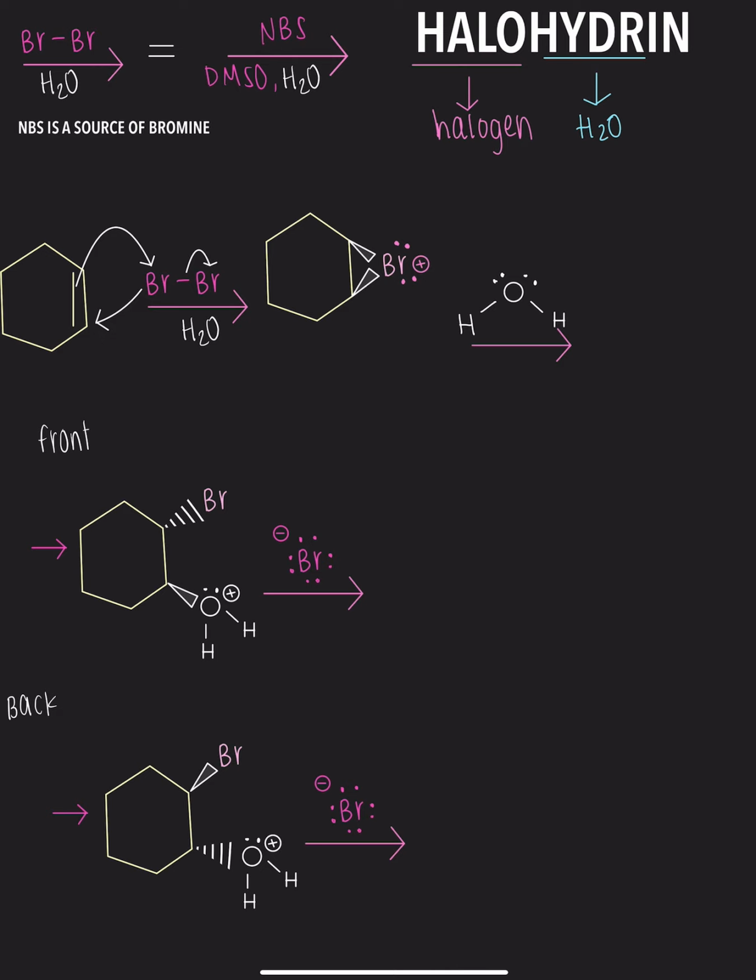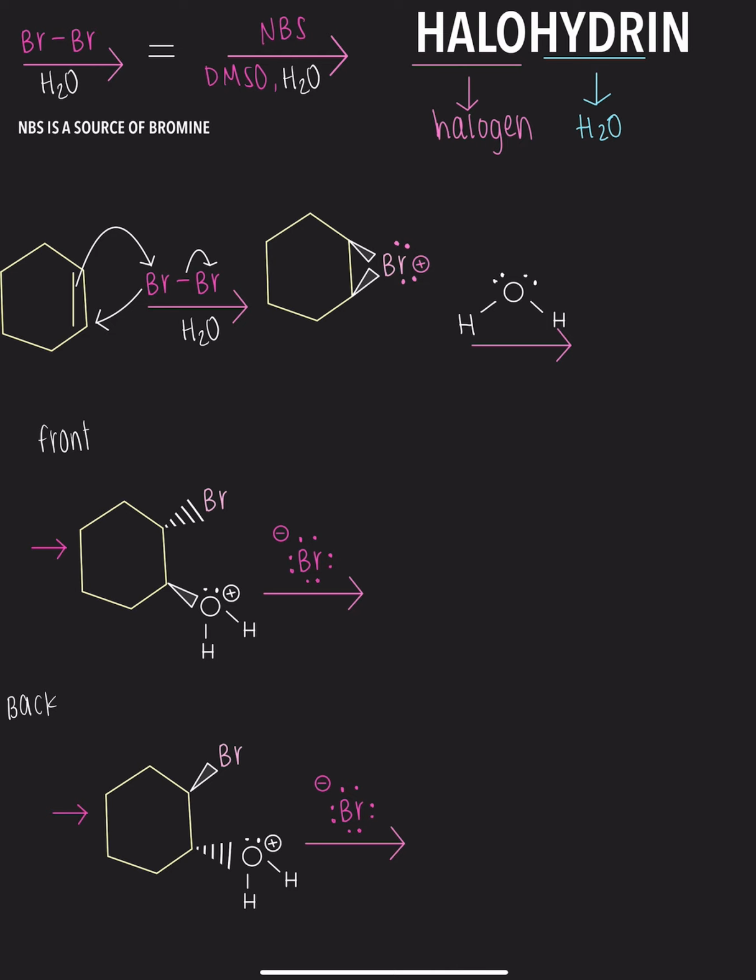Notice that it has a positive charge, and yes, you need to write that positive charge. A lot of times students will miss that on an exam, or they'll get points taken off just because they are not writing their charges. The way that you know that you have a positive charge is you calculate the formal charge. If you don't know how to calculate the formal charge, I highly recommend that you check out my video on formal charges. Okay, so you form your bromonium, and then you're going to have water.